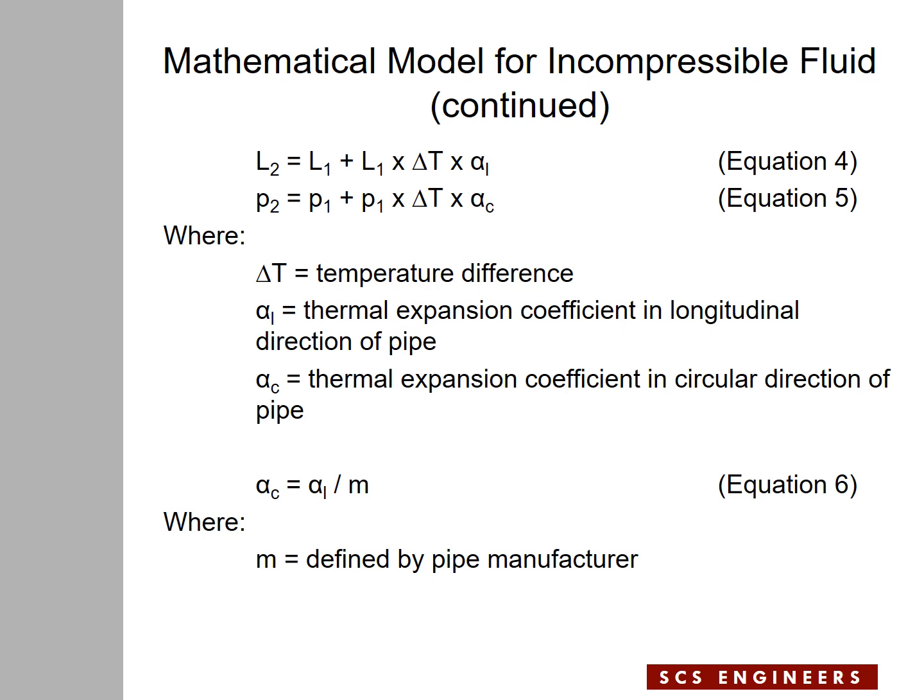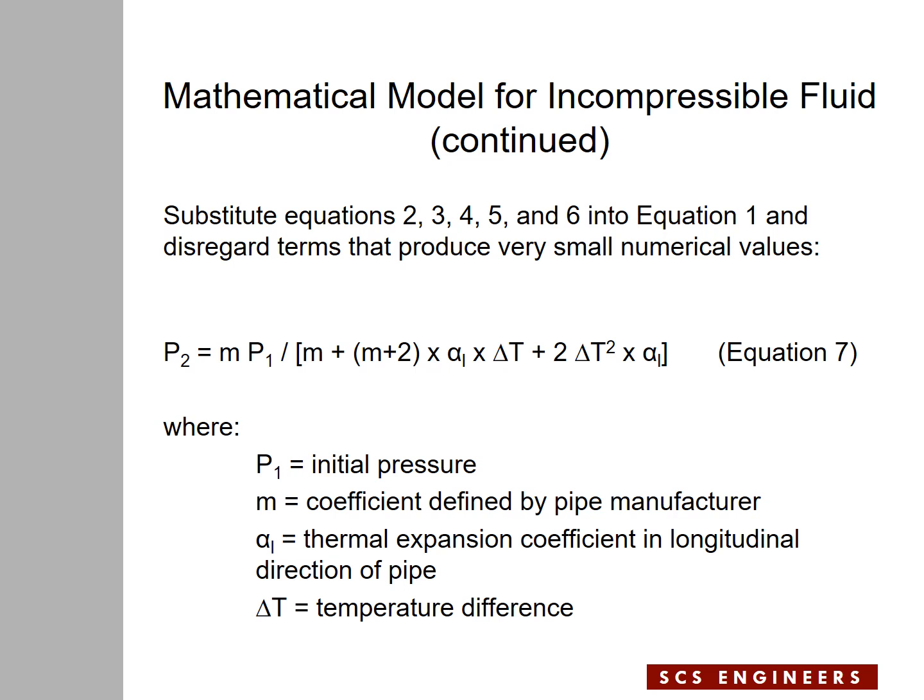Alpha C and alpha L are two different numbers, and their ratio is expressed as M. M is a value that is normally provided by the manufacturer. So alpha C could be written in the form of alpha L over M. M is a number greater than 1, so that makes alpha C smaller than alpha L.